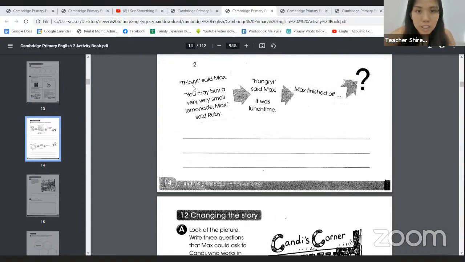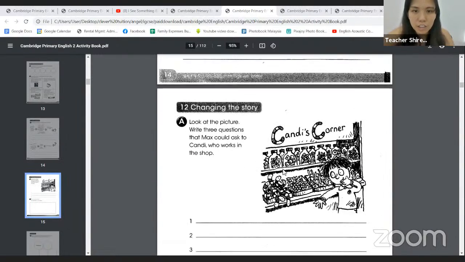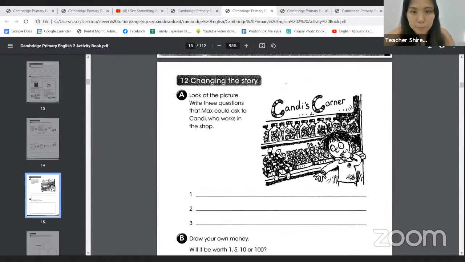Thirsty, said Max. You may buy a very, very small lemonade, Max, said Ruby. Hungry, said Max. It was lunchtime. Max finished off, and what happened? Okay, so you can change the story.